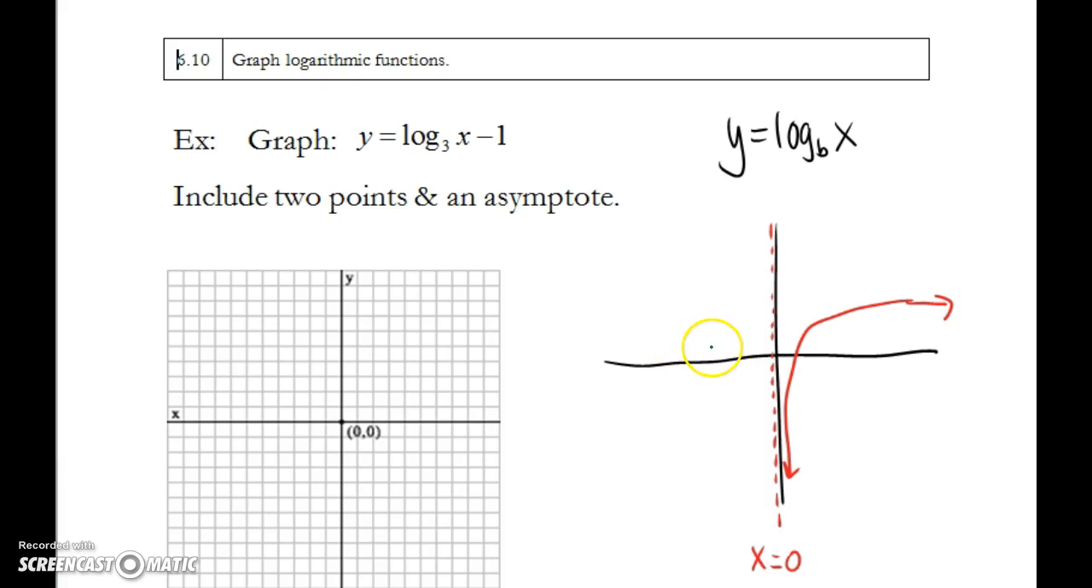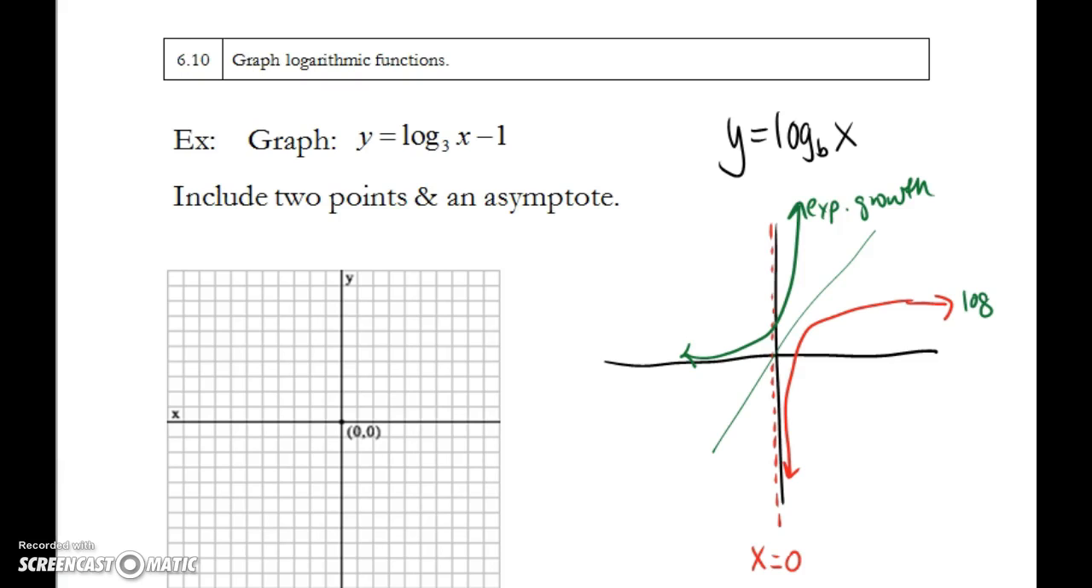So if you remember from the previous unit, exponential growth looks like this. And let's write exponential growth here. And the log graph is its inverse, which is just a reflection across this line. So you can kind of see what the graph looks like. It looks like that red graph there.